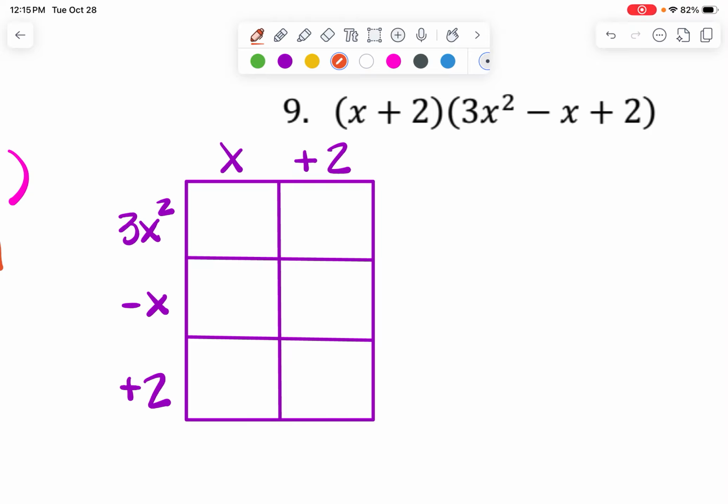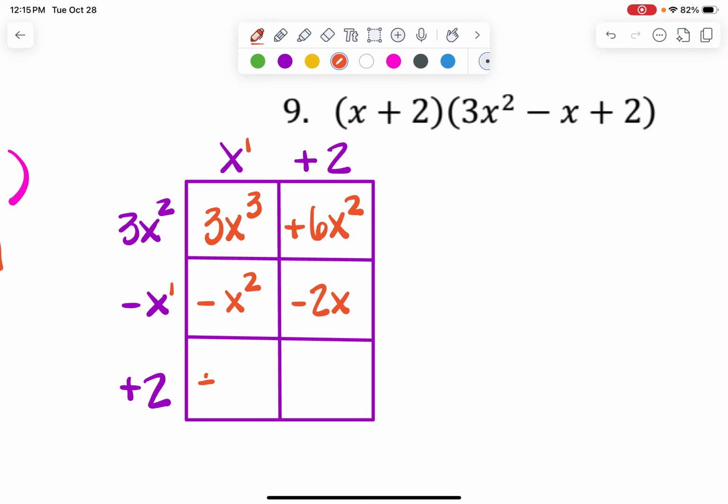So 3x times x is 3x cubed, because again, there's understood ones. And then this is going to give me positive 6x squared. And then negative x times x is negative x squared, because it's negative 1 times 1. And then x times x, which is always x squared. And then this is going to give me negative 2x. This is going to give me positive 2x. And this is going to give me positive 4.